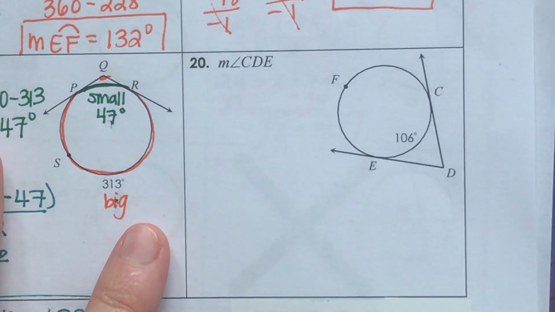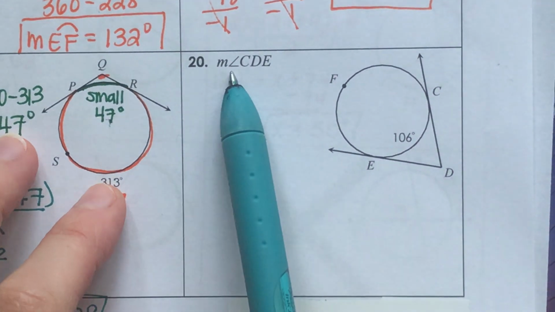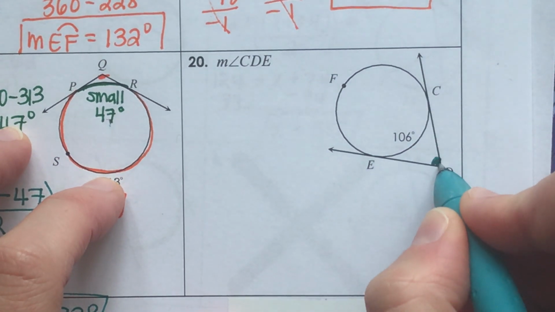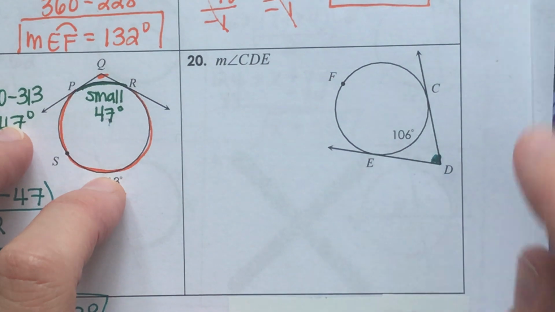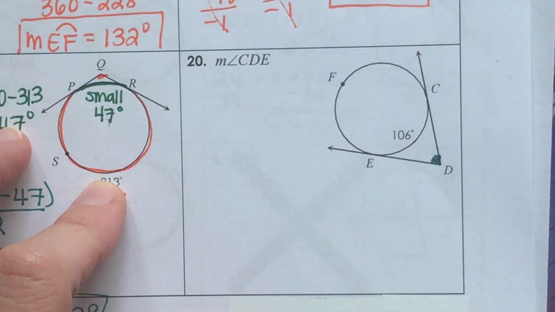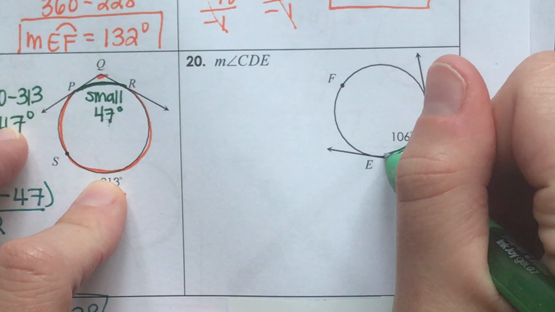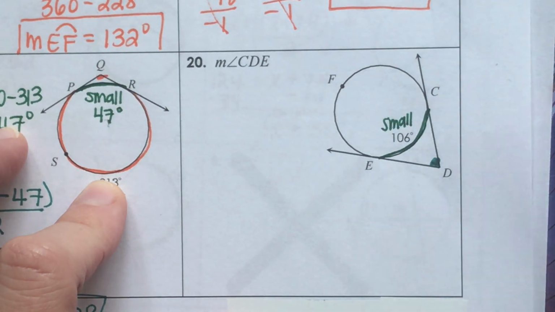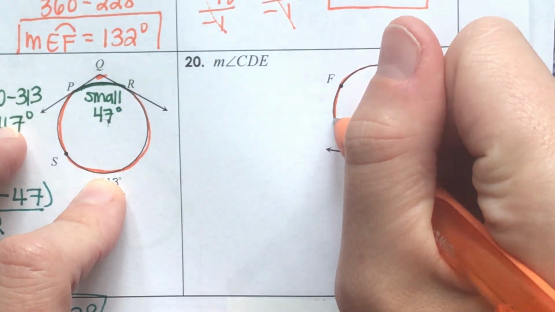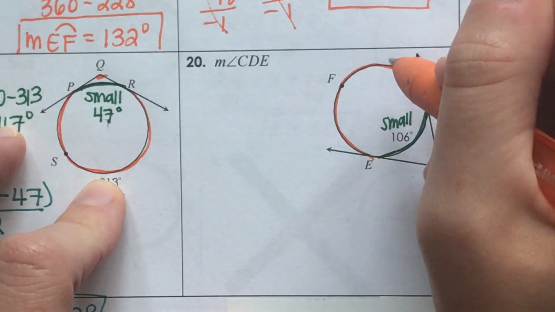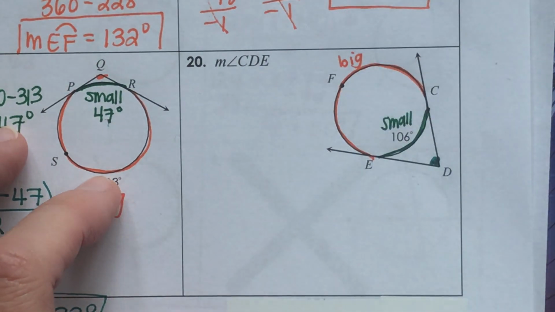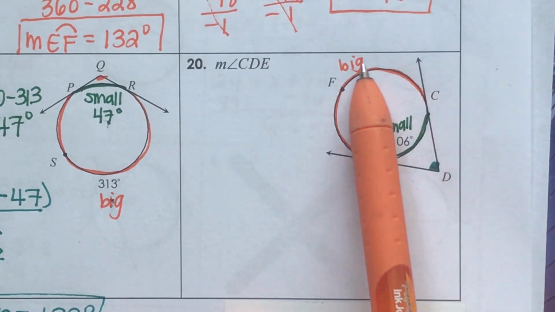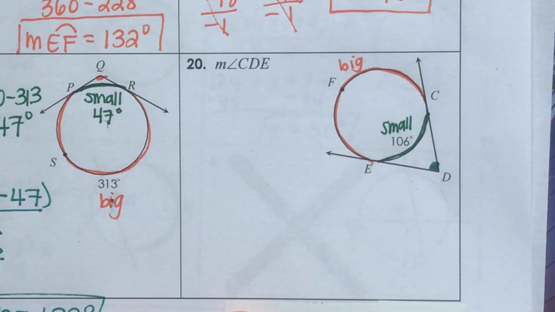All right, last question. Measure of angle CDE. So I want to know CDE. I want to know this angle right here. Okay, looks like I only give you one thing. I tell you that this arc right here is 106. This would be the small one. I need to know the big one right before I can do anything. And just like with the last picture, I know if I put my orange and my green together, I should get a full 360 degrees, a full circle.